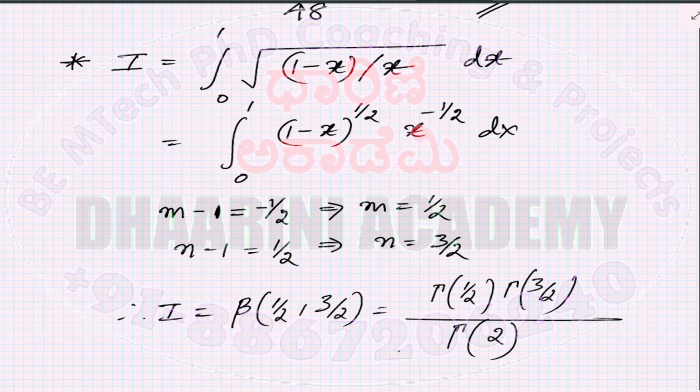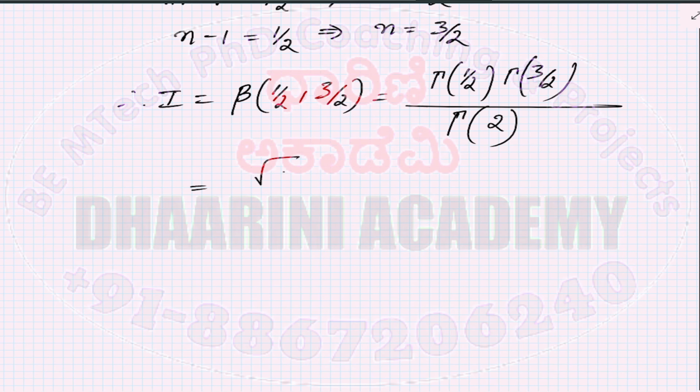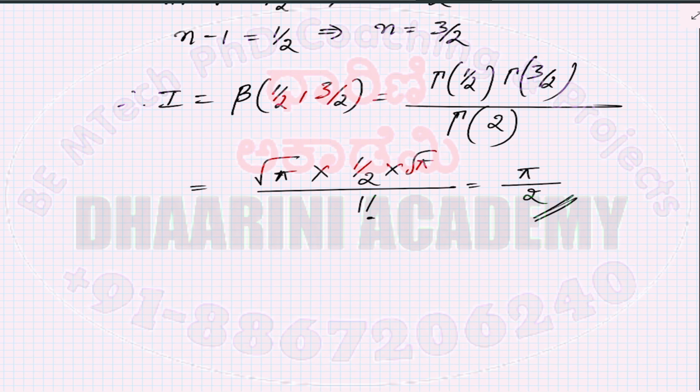So this answer is equal to: gamma half is root pi, gamma 3 by 2 is 1 by 2 into root pi, and gamma 2 is nothing but 1 factorial. So root pi into root pi is pi, and there is a 2 in the denominator, so the answer becomes simply pi by 2. Okay, so this is a level 1 question based on beta functions.